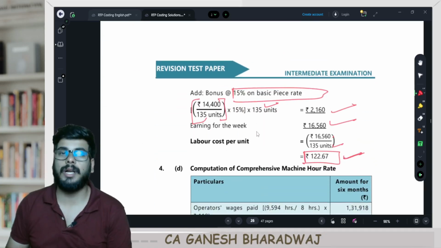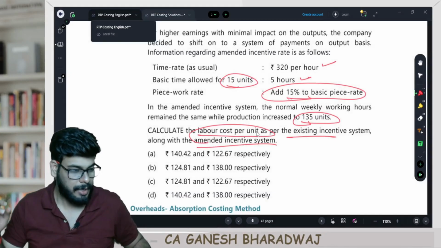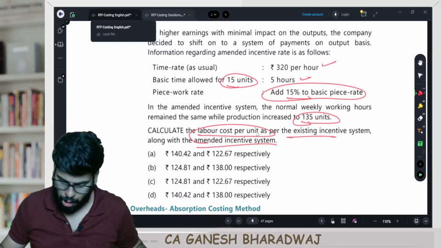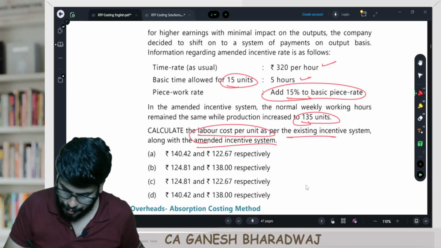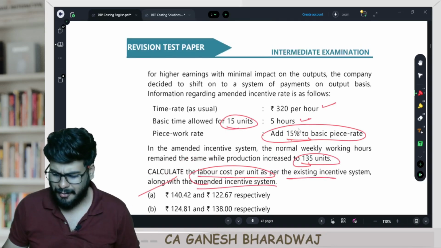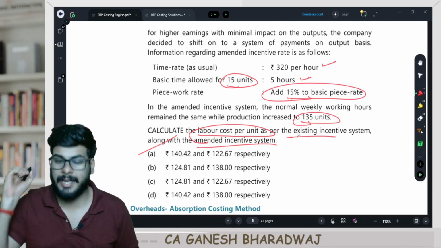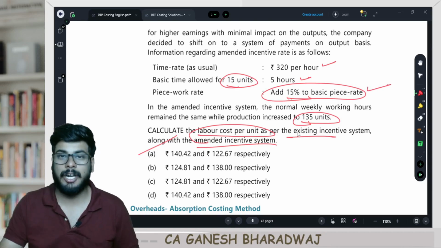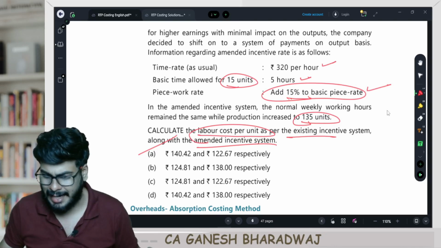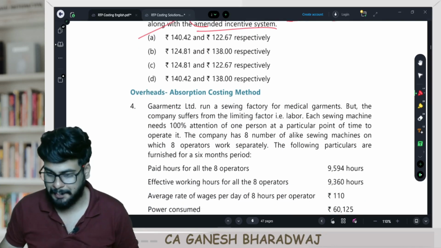It's become 122.67. So, and hence, this is going to be, I think the option is going to be option number A, 140.42 and 122.67. Are you clear with this? Right? A very simple sum. But then the only catch here is with respect to calculating the revised incentive scheme, and that's about this. So with this, we have finished this particular question.